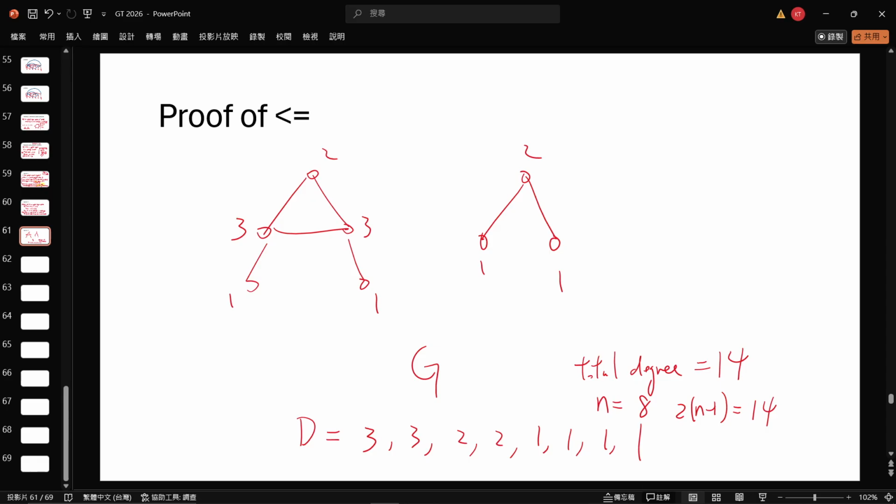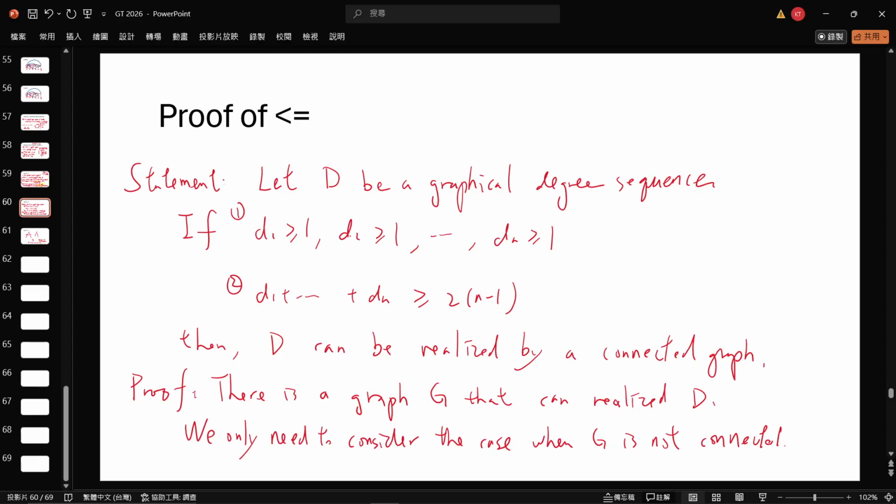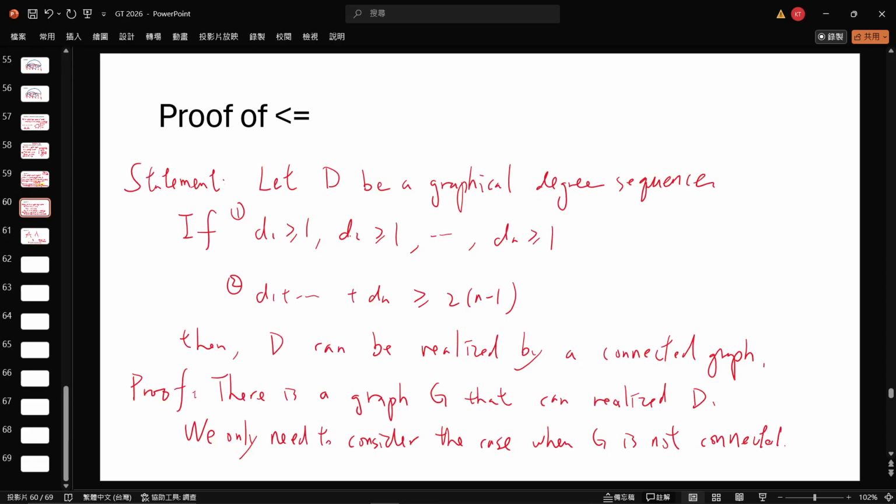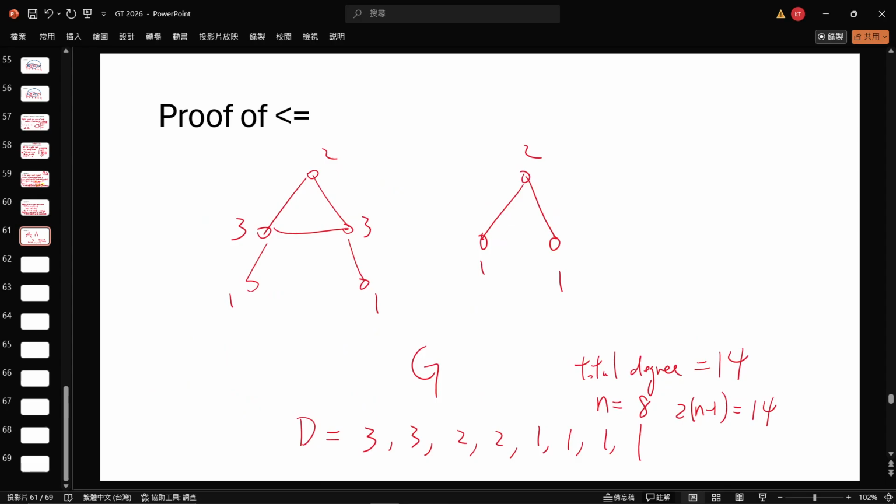So if the statement that we try to prove is correct, then we should be able to find a connected graph to realize it, okay? So back to the proof. Now we have a graph. We can always have a graph for a graphical degree sequence. So this is our graph. Unfortunately, this is not connected, okay?